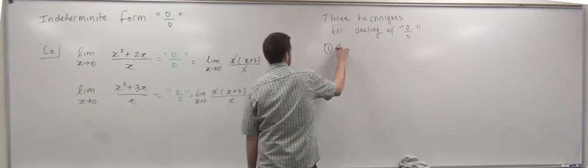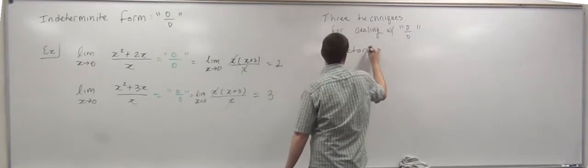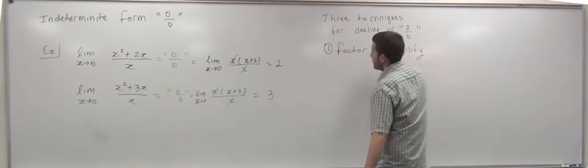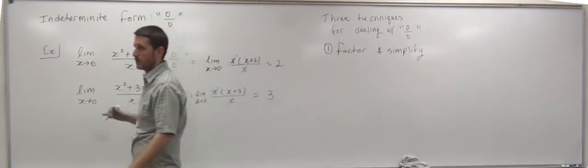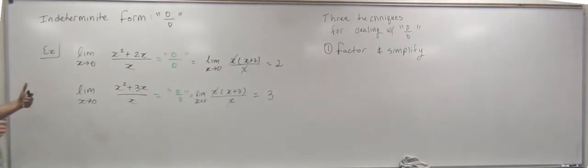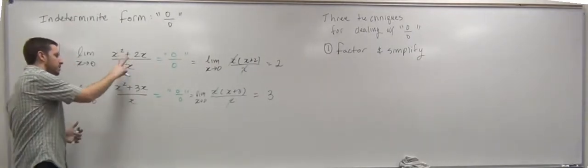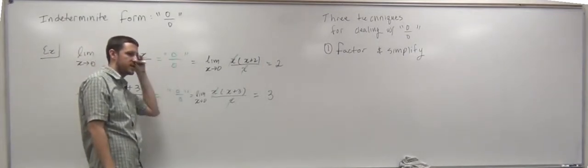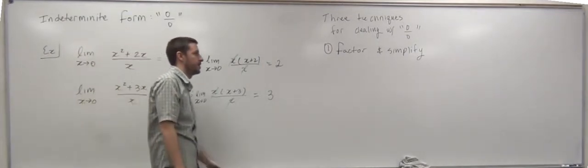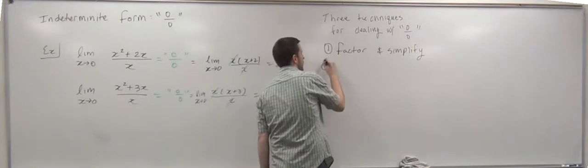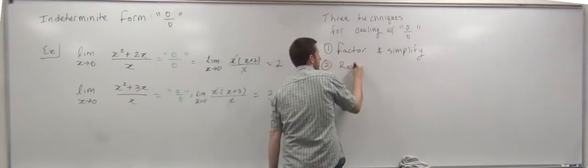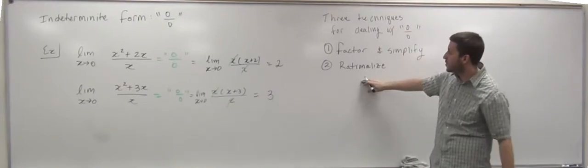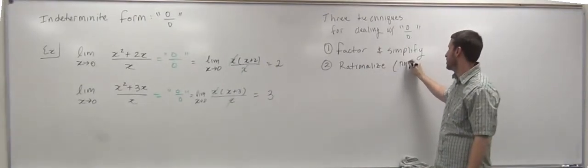One, factor and simplify. So that's what we've been doing when we got 0 over 0. If possible, factor both the numerator and denominator and simplify out one of the factors so that your 0 goes away in the denominator. Second option, you can rationalize. Either the numerator or denominator.